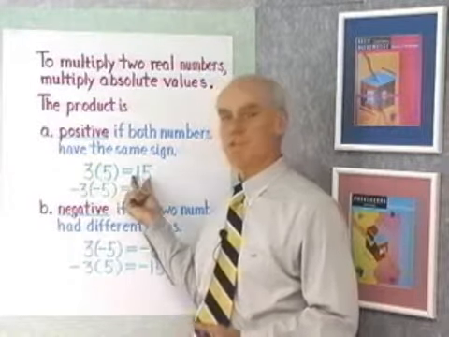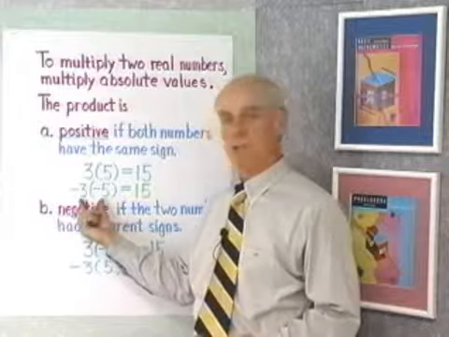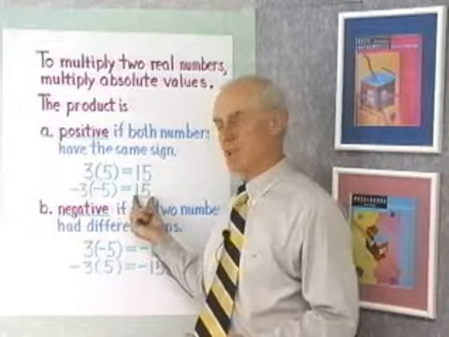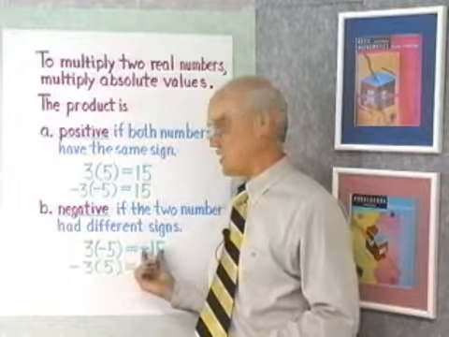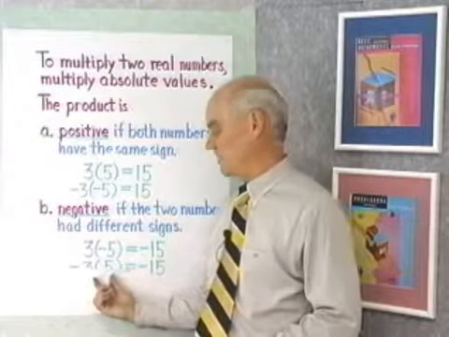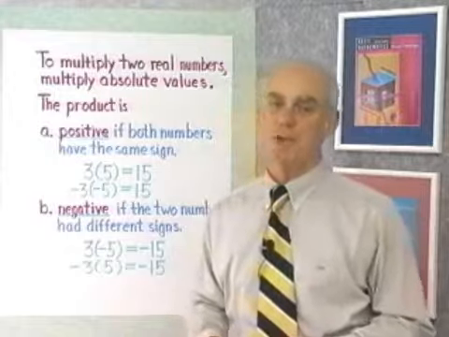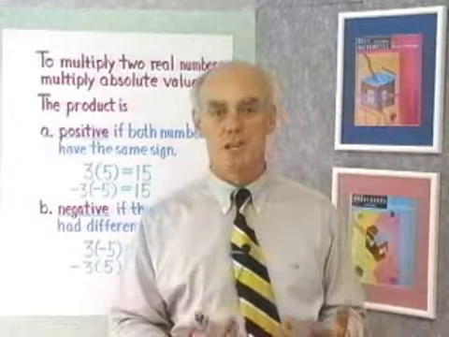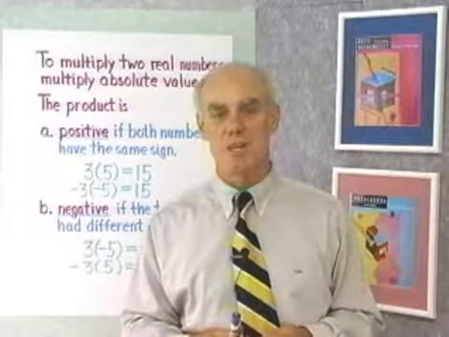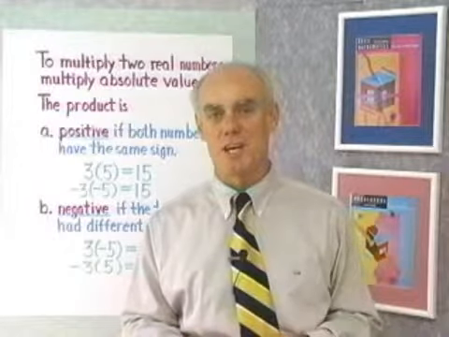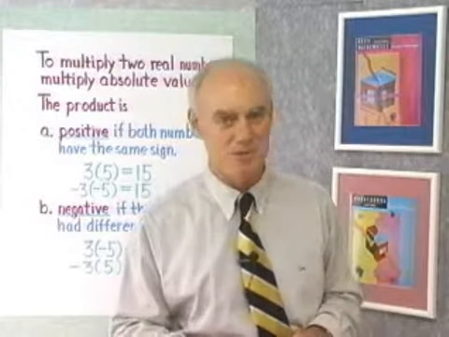3 times 5 is 15. You already know that. Negative 3 times negative 5 is also 15. 3 times negative 5 is negative 15, as is negative 3 times positive 5. So multiplication is a pretty easy operation. You simply multiply the numbers. The answer is positive if the two numbers have the same sign, and it's negative if the two numbers have different signs. Let's look at some examples.